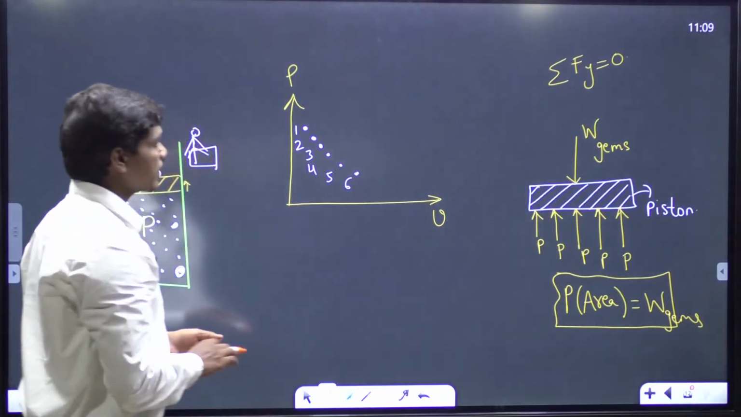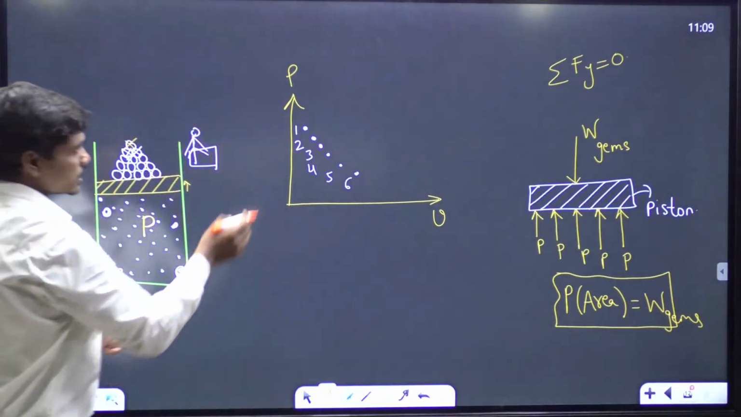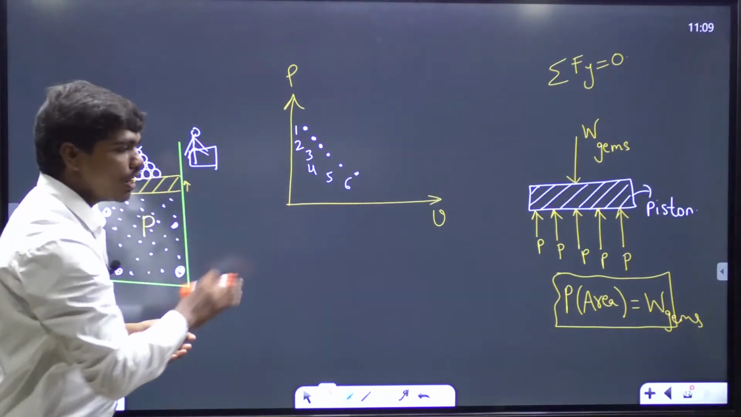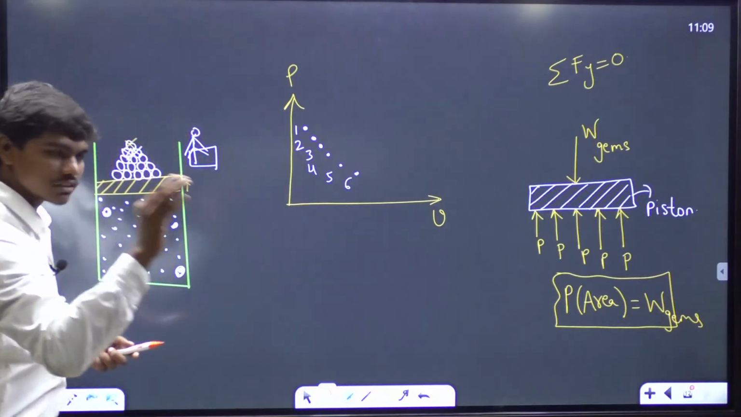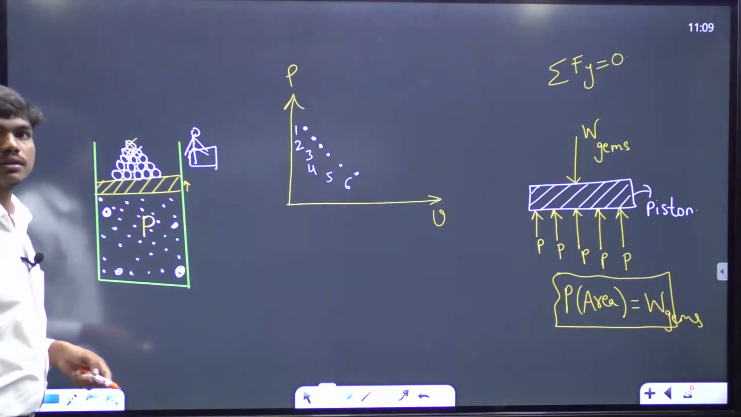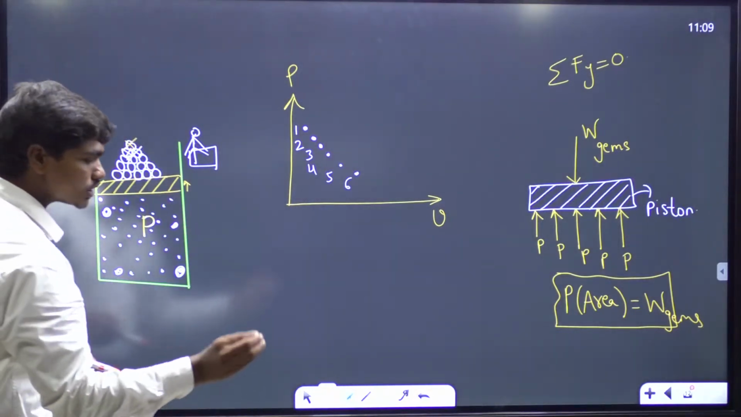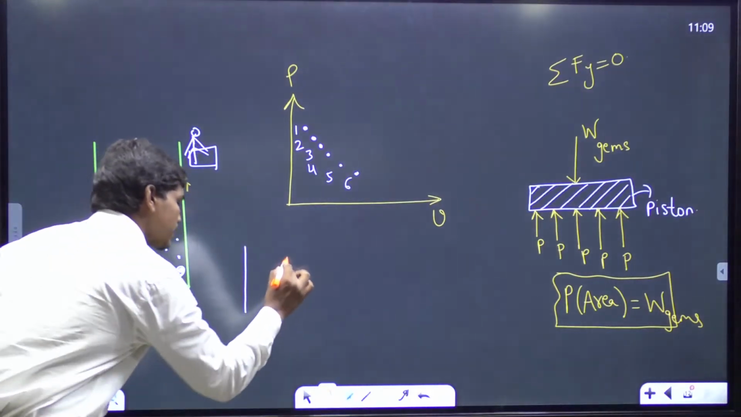Okay, so see here carefully. This process is occurring infinitesimally slowly, so I have sufficient time for the properties to transfer uniformly throughout the system or the chamber, correct? Because let us suppose I replace all this weight with a single weight like this.